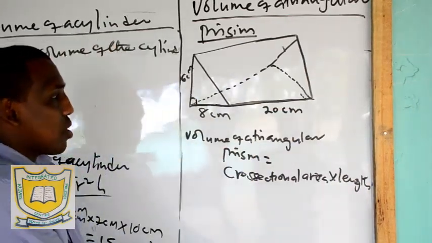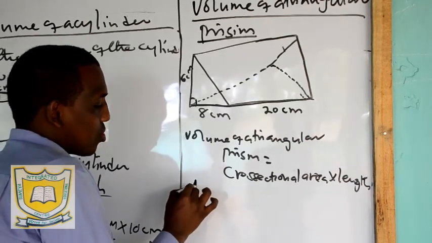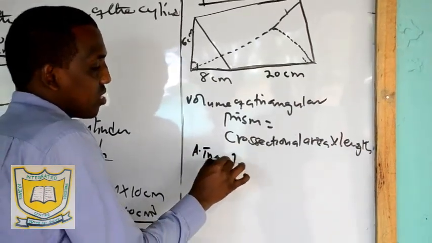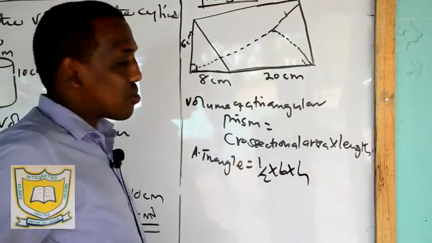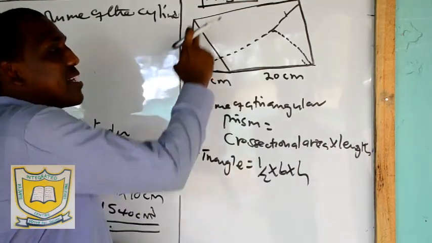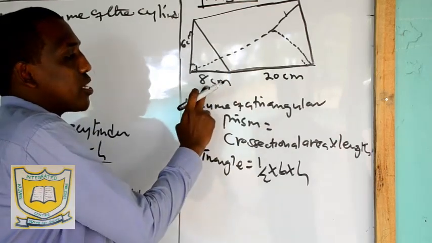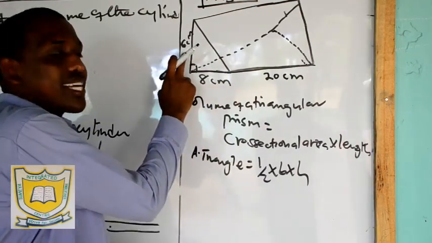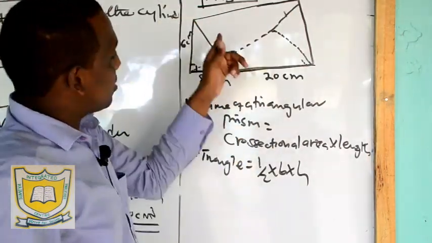So let us get now the cross-sectional area, the area of the right angle triangle. Area of the triangle is equal to a half times base times height. That is the formula for getting area of a triangle. Remember, this is the base, this is the height, and this is the hypotenuse. To get the hypotenuse, it is always very simple. You say 8 times 8, 64, 6 times 6, 36. You add, you get 100, square root of 100, 10. That's how we find this line.